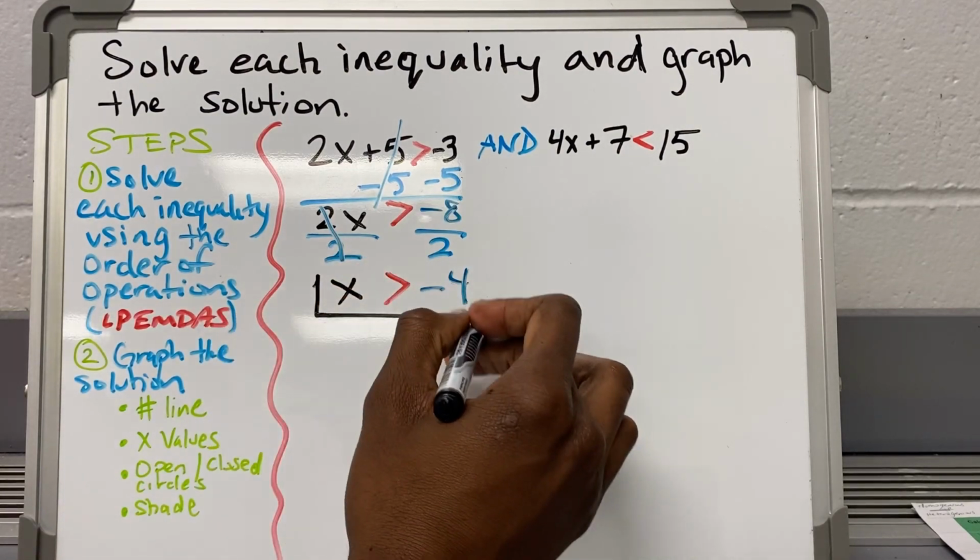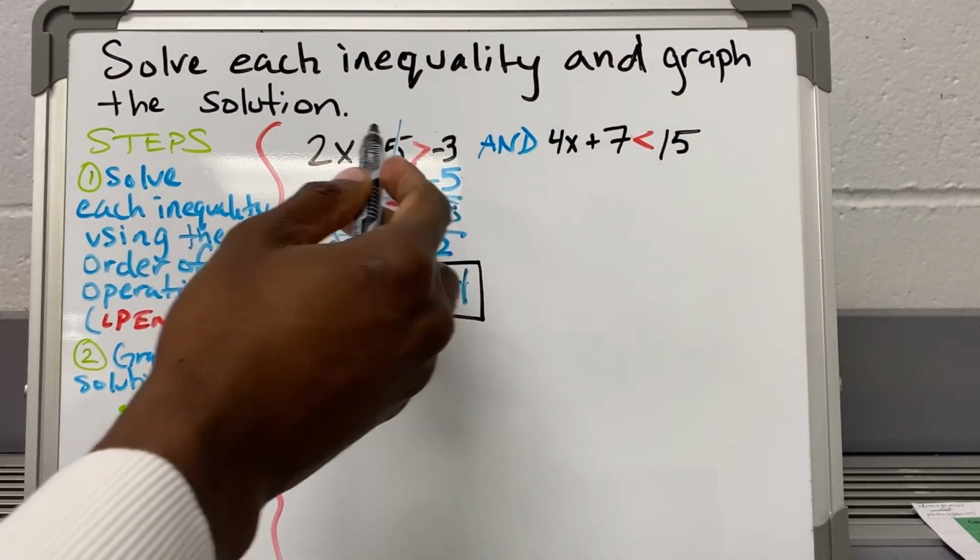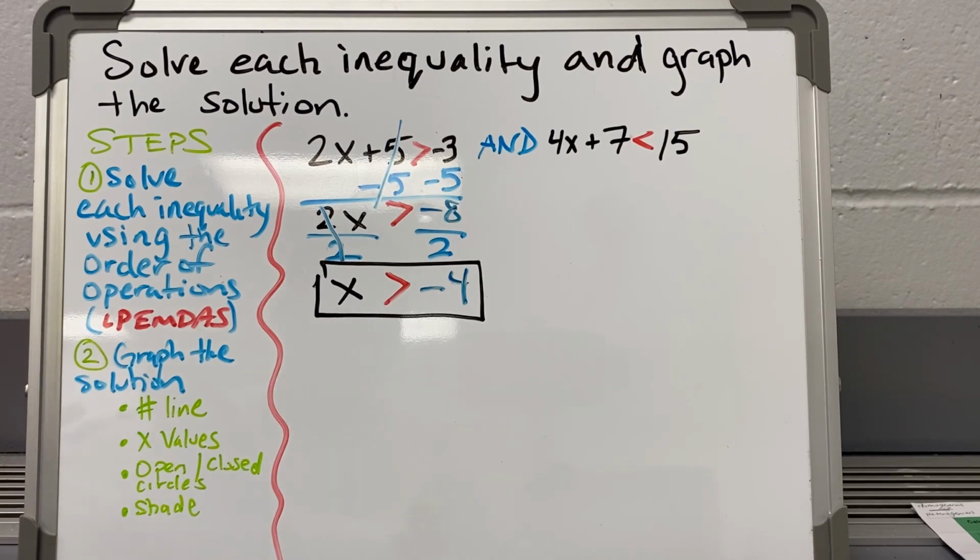That is the solution for the inequality on this left side. Now I have to do that process all over again. All right. I'm going to go back to step 1 on this side now. And I'm going to solve for x on the right side, the inequality on the right side. So here we go.